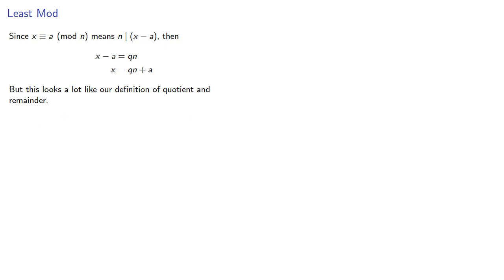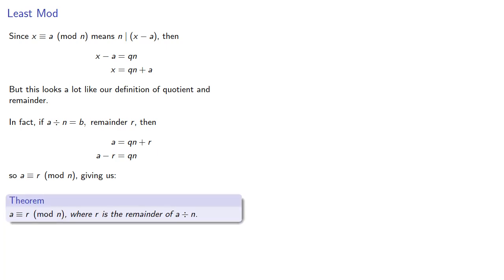In fact, if a divided by n is b with remainder r, then a is qn plus r, and so a minus r is qn, and so a is equivalent to r mod n. This gives us a useful theorem. A is equivalent to r mod n, where r is the remainder of a divided by n.